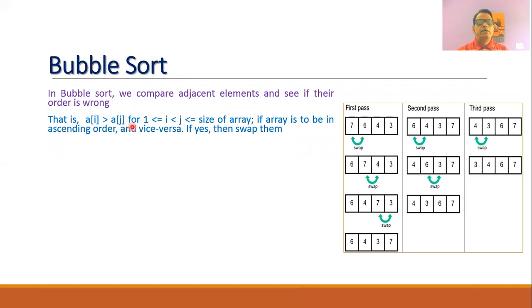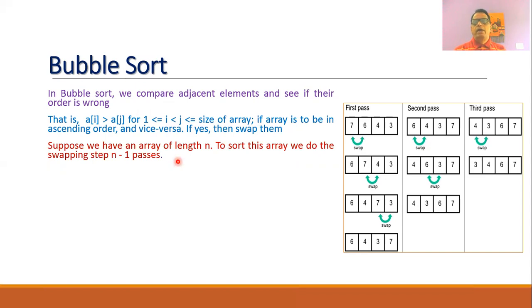If A[i] is greater than A[j], for 1 less than or equal to i less than j, which is less than or equal to the size of the array. That is, the array is to be in ascending order; otherwise, if you want to arrange it in descending order, then you have to change the comparison. And if it is yes, then you can make use of swapping of these values.